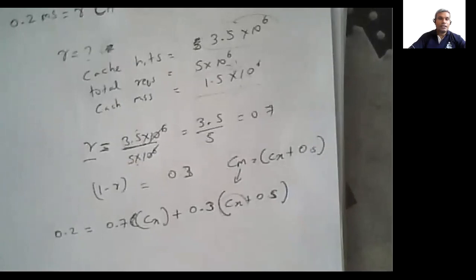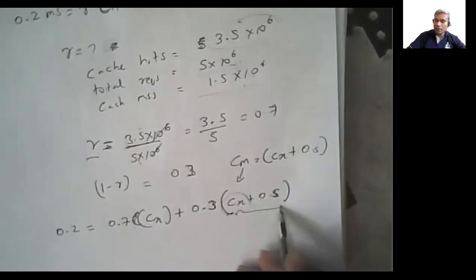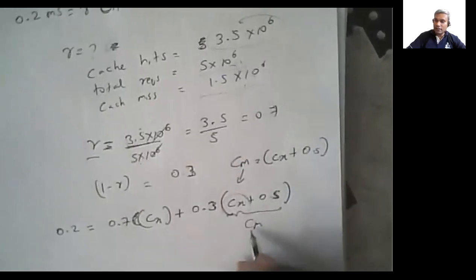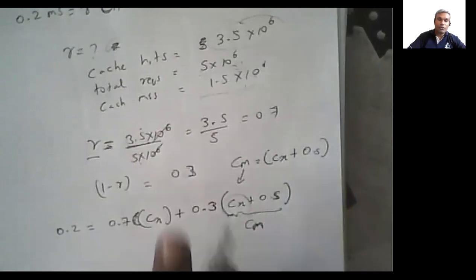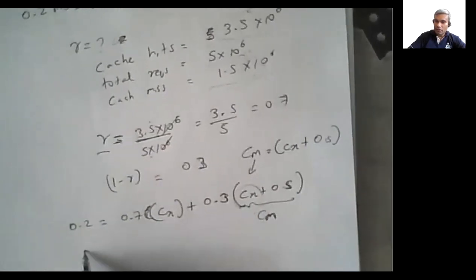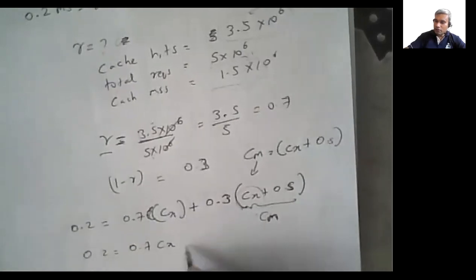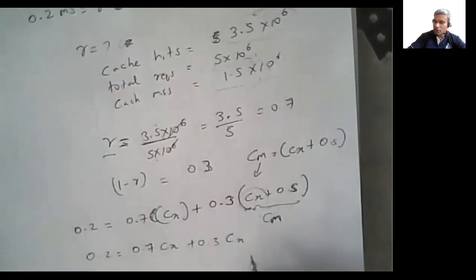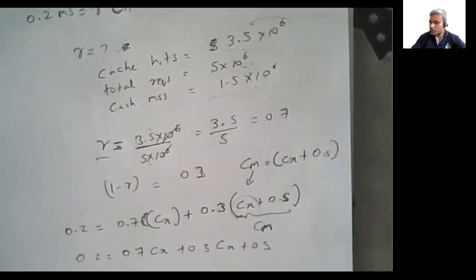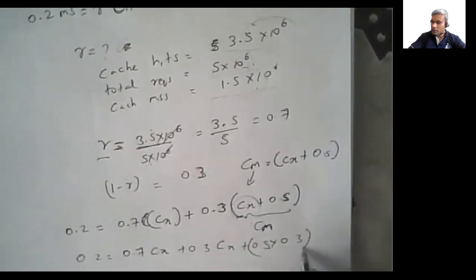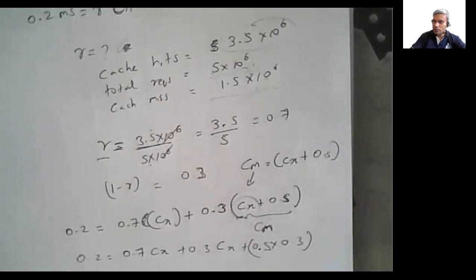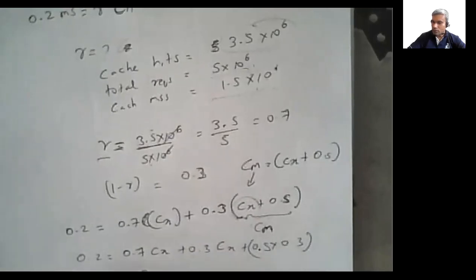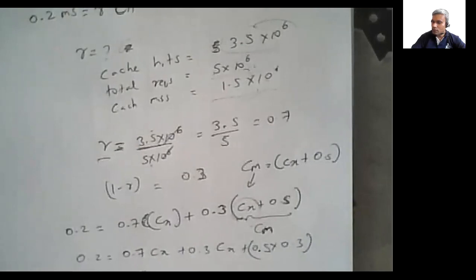Okay. If the question said the cache miss time is 0.5, then this whole thing is the 0.5. But the question doesn't say that. The question says the time to take it from the RAM. To get it from the RAM, first you need to check the cache and note that it's not in the cache. So that's there. I think the rest you can simplify yourself. 0.3 CX plus 0.5 into 0.3. You get 0.15.